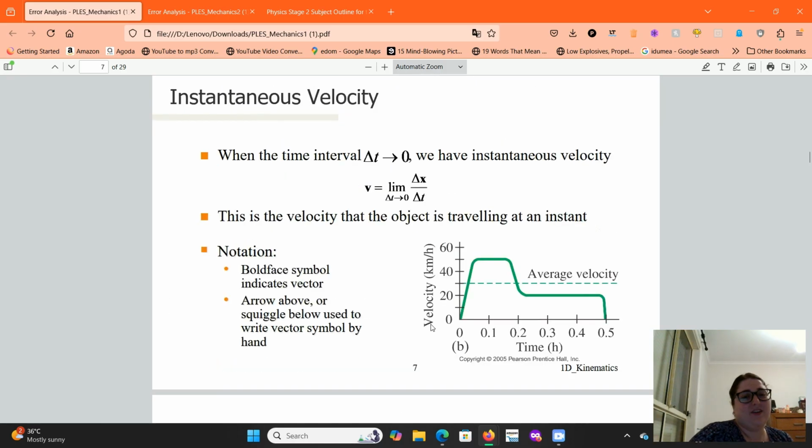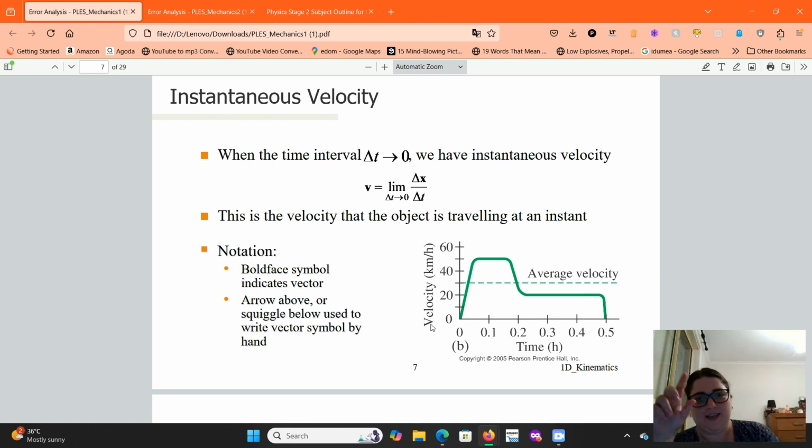Right. So next, instantaneous velocity. When the time interval, so delta t, goes to 0, we have an instantaneous velocity as given by the formula: the limit as delta t goes to 0 of delta x over delta t. x is distance or displacement. This is the velocity that the object is traveling at in an instant.